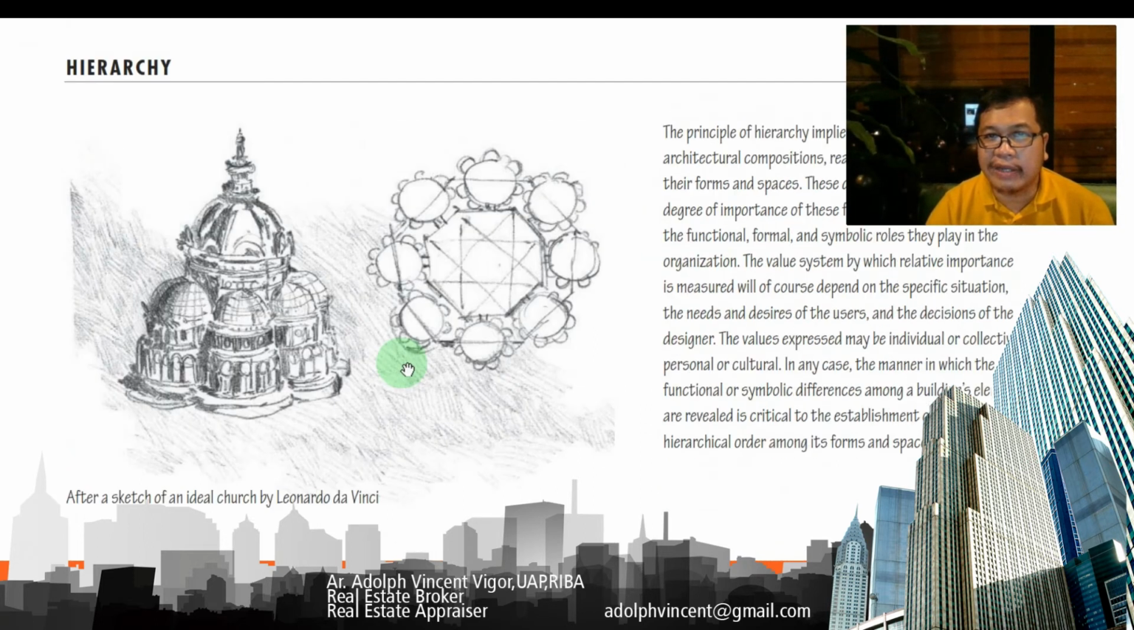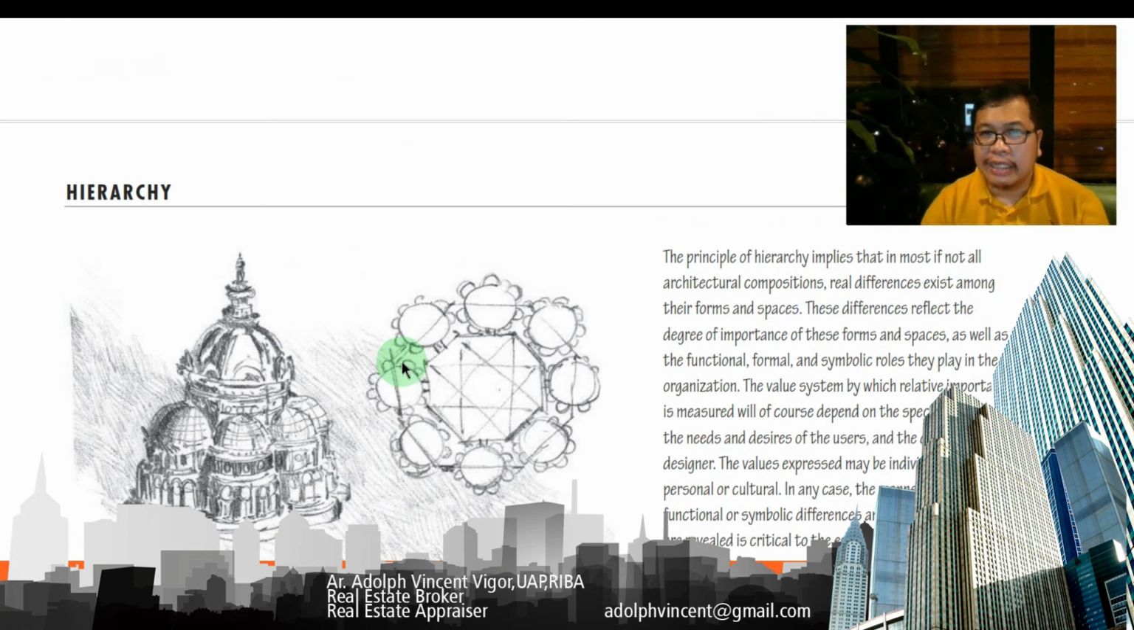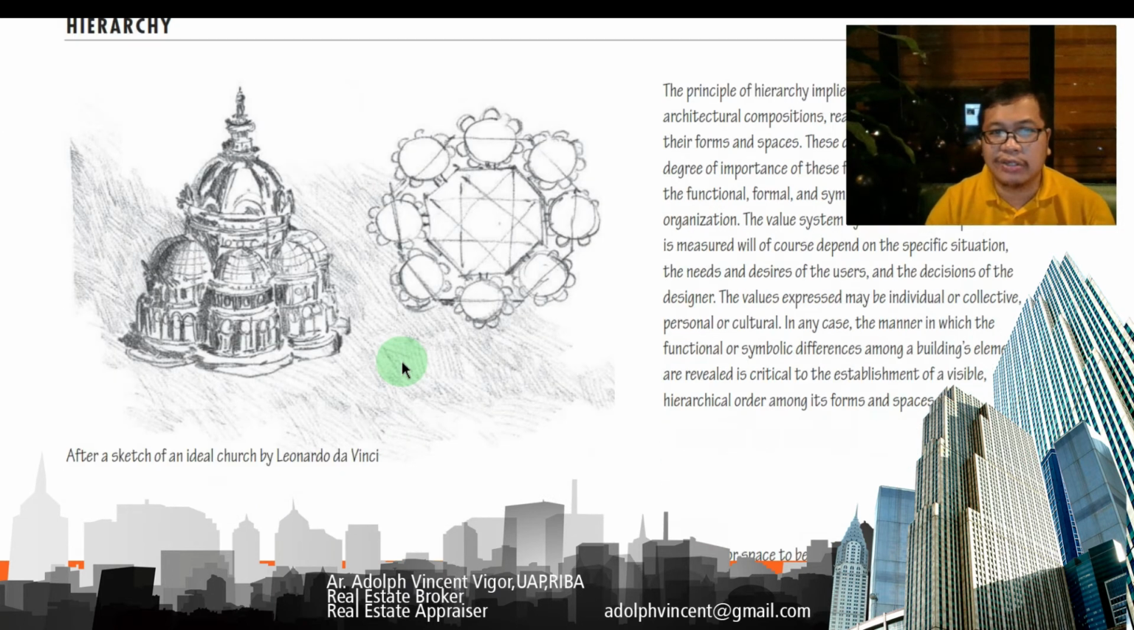Let's move to hierarchy. The principle of hierarchy implies that in most, if not all, architectural compositions, real differences exist among their forms and spaces. These differences reflect the degree of importance of these forms and spaces, as well as the functional, formal, and symbolic roles they play in the organization.